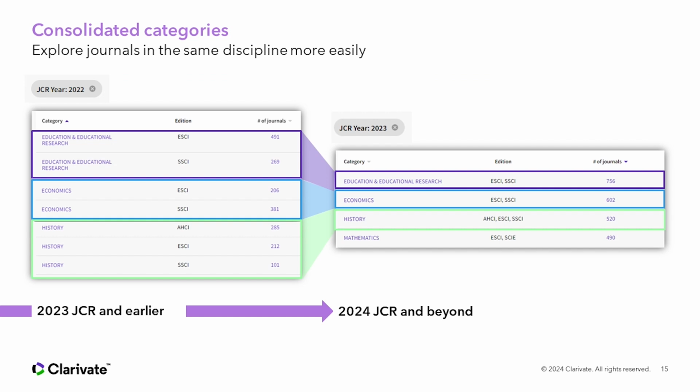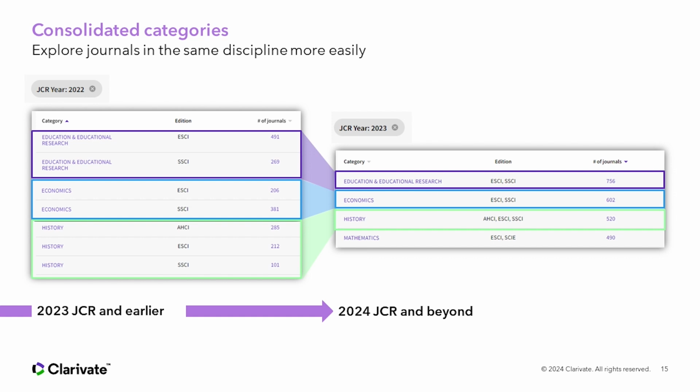What we've also done is that we consolidated categories. Until last year, you had a split between categories based on the number of journals in emerging and social sciences, for example, or emerging and arts and humanities, so you had fields that sit across these 3 editions. Starting from this year, we merge all of them. So now you have 756 journals in education and educational research, and that covers journals in emerging and social sciences. And that will be the case from now on.